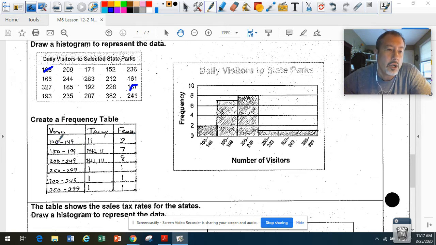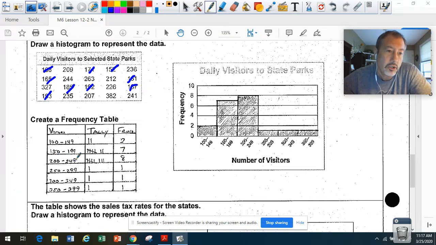Now let's go 150 to 199. There's 1, there's 2, there's 3, there's 4, 5, 6, 7. So there's 7 tally marks here, which means the frequency is 7.